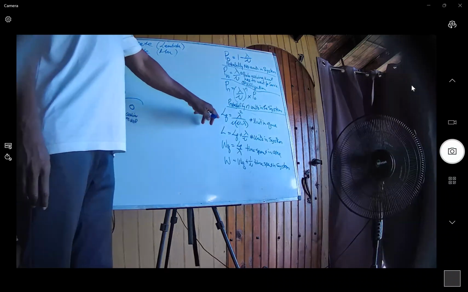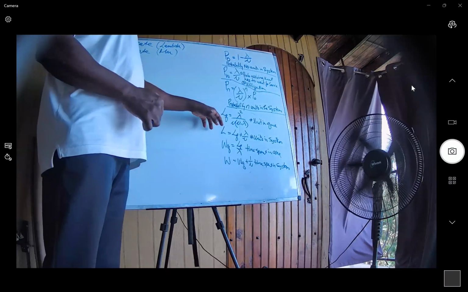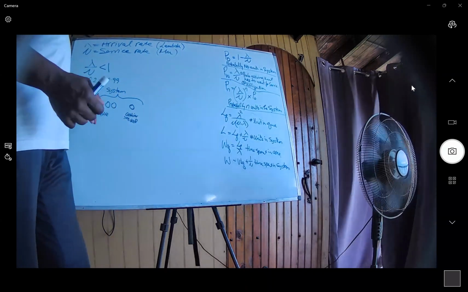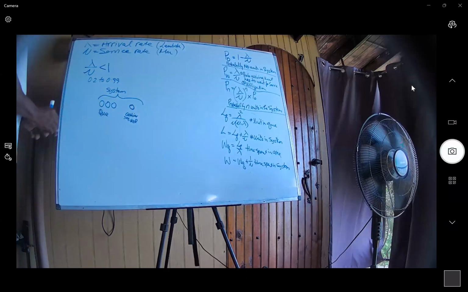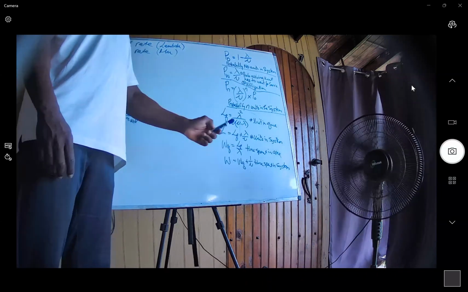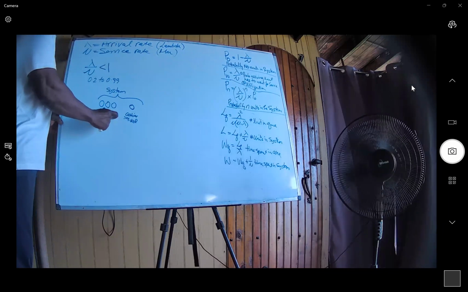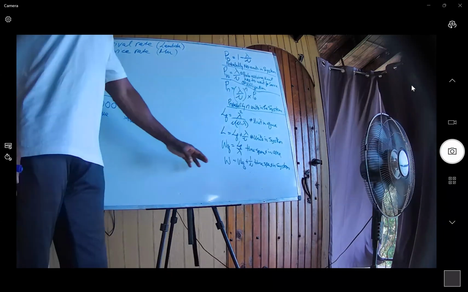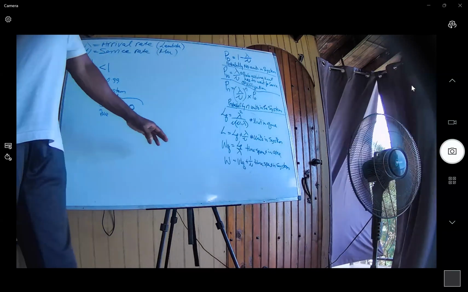L is the number of units. LQ is the number of units in the queue or in the line, right? L is the number of units in the entire system, okay? WQ is the time spent in the queue. So we're talking about time now, not just the number of persons in the queue, but the time spent in the queue is WQ. And the time spent in the entire system is W.